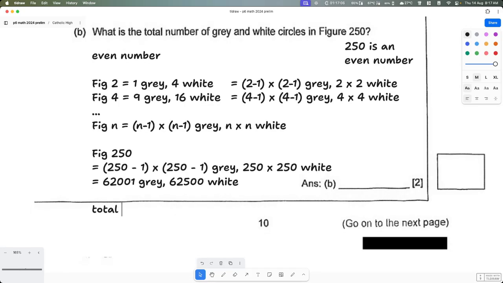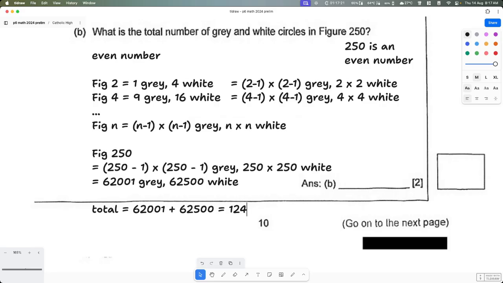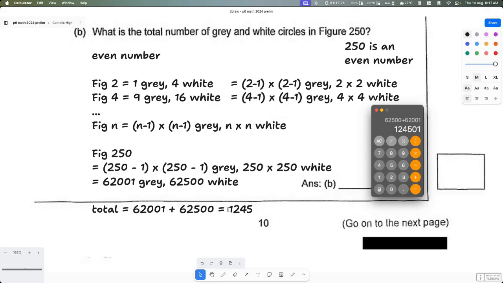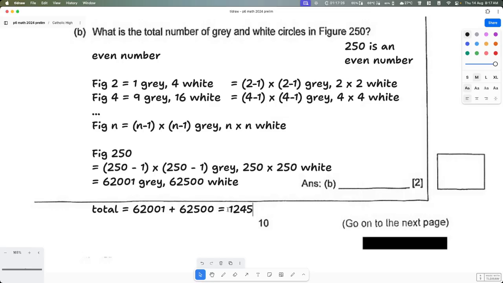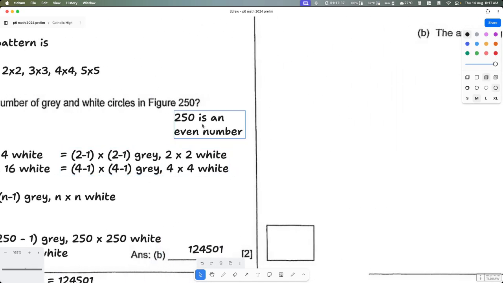Okay, so that means total is equal to 62,001 plus 62,500, which is 124,501. Sorry, so that's the answer. So that's the total number, 124,501.